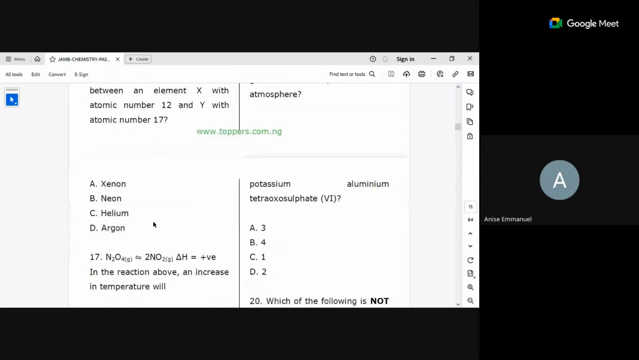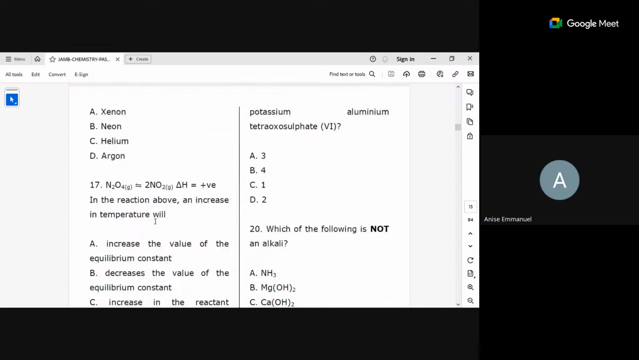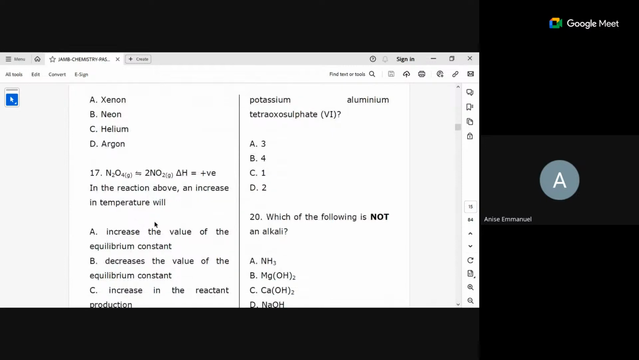Number 17. Oh, we've done rate of chemical reaction. Go to our app also. All these things have been discussed. This number 17 has been discussed in our app, when I was talking about rate of chemical reaction and chemical equilibrium. And I said something about this positive. This is going to be an endothermic reaction. So in the reaction above, an increase in temperature will what?